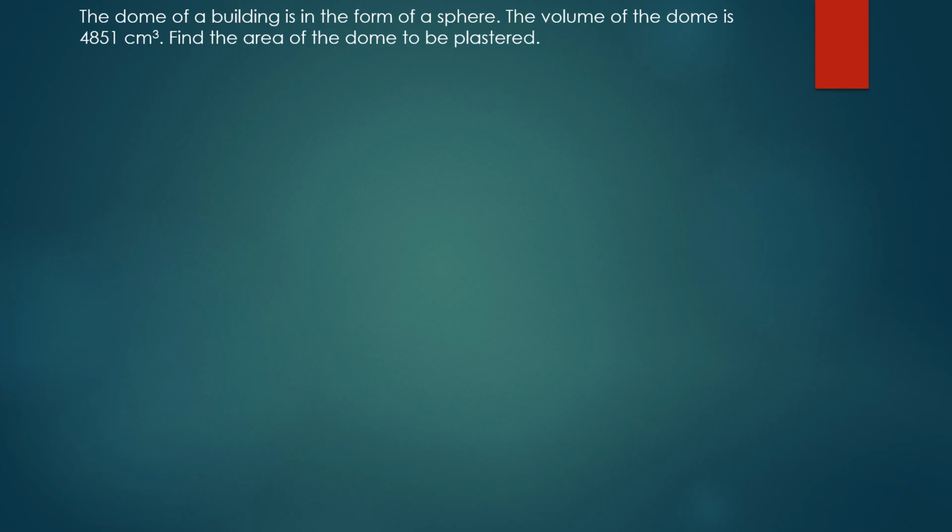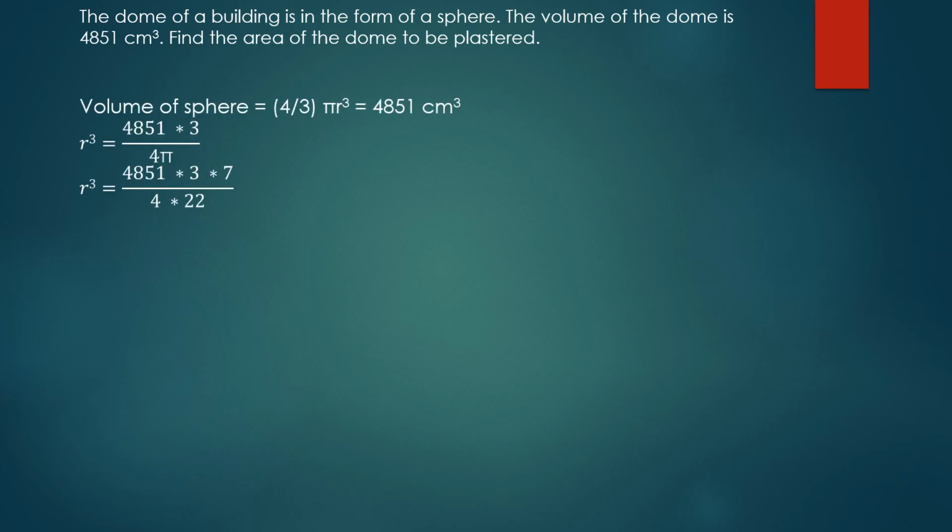In this question, the volume of the dome of a sphere is given and the area should be found. Now, the volume of the dome, as we know, is 4 by 3 pi r cube. We have to find r and then we can find the area. Now, how do we find r? Take r cube to one side, move all the numbers to the other side. Now we have numbers like this: 4851 times 3 times 7 divided by 4 into 22.